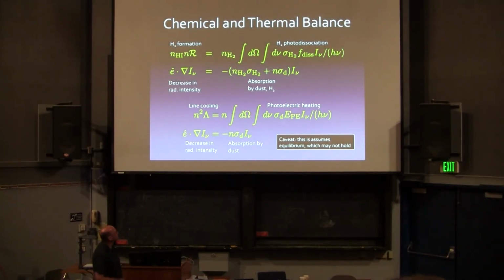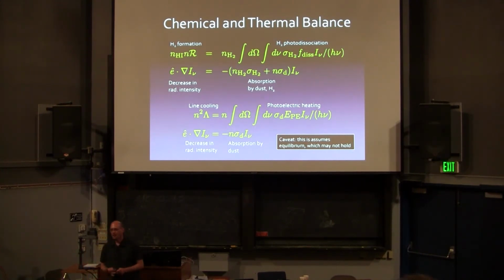Here are the equations that describe this. H2 formation balanced against H2 photodissociation, and the equation of radiative transfer describing the FUV radiation field. And here are some similar equations describing what controls the temperature of the gas: line cooling balanced against the dominant heating source, which is the grain photoelectric effect.